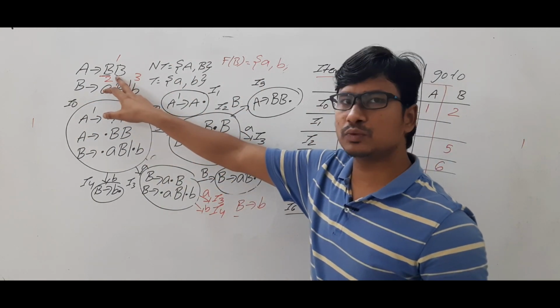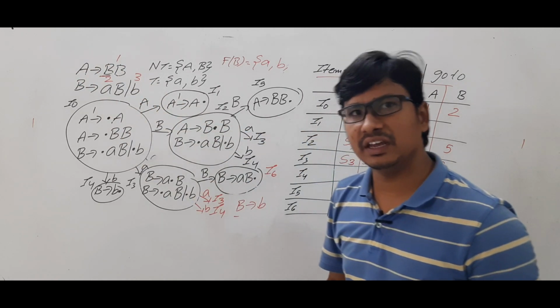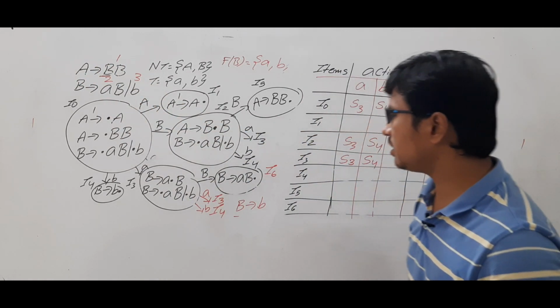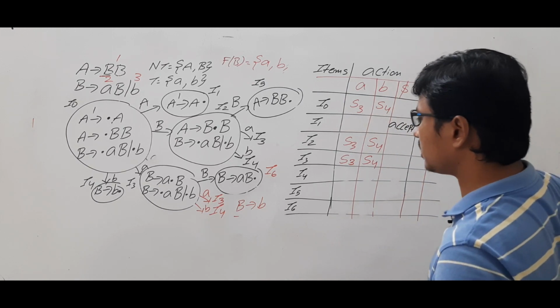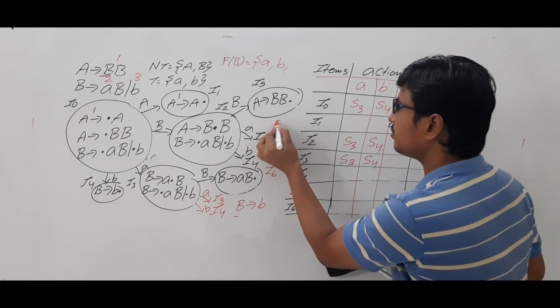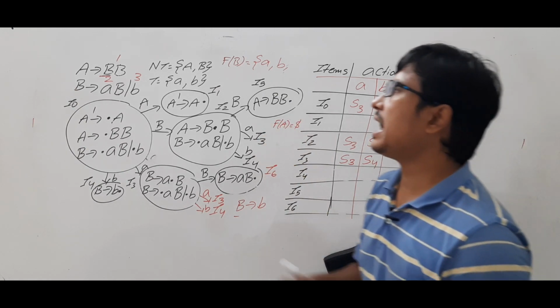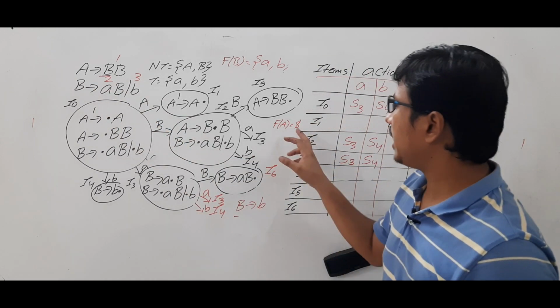Now look at this one. Follow of this B is saying that follow of A. What is the follow of A? Follow of A is dollar. Am I right or wrong? Let me use here. Follow of A is dollar. Why did I get the follow of A as dollar? As A is the start symbol, I got the dollar.